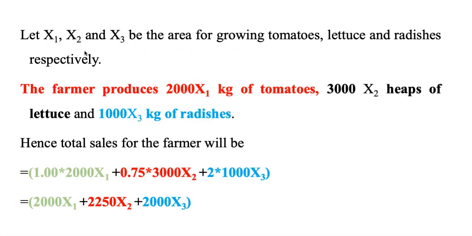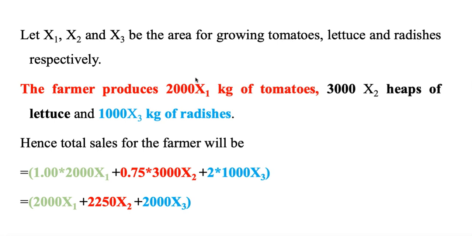Now let us say x1, x2 and x3 be the area for growing tomatoes, lettuce and radishes respectively. Then it is given in the problem that the farmer produces 2000 kgs of tomatoes, 3000 heaps of lettuce and 1000 kg of radish, right?